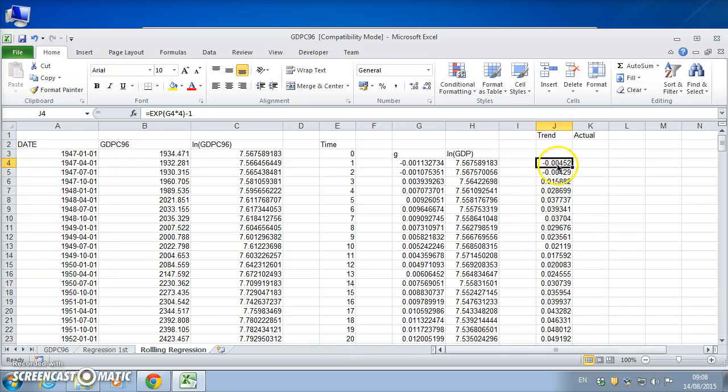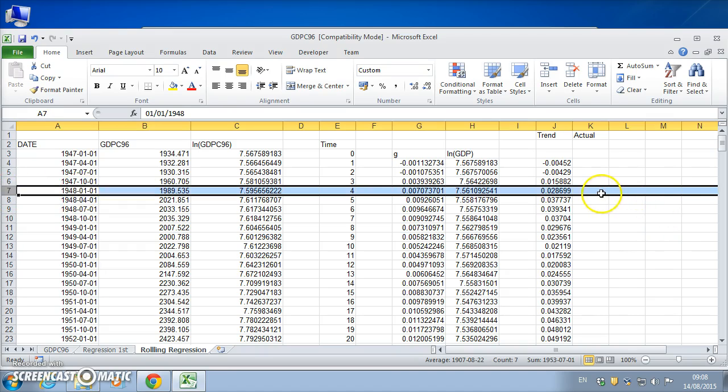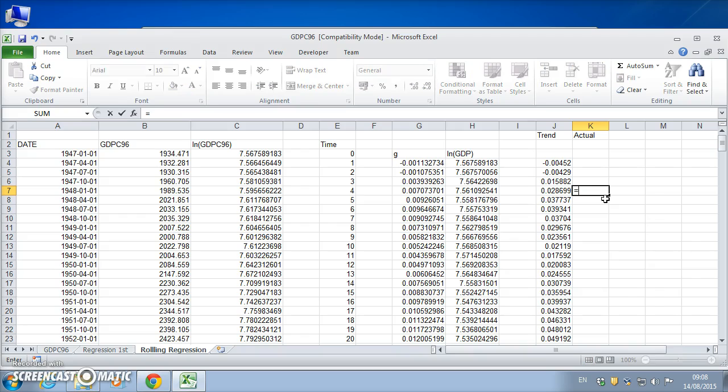So we've worked out, in the previous video, the historical growth trend. Now we need to compare that against the actual growth rate. So for the actual growth rate we would look at 1947 and compare against 1948. So we would say equal to the log difference.